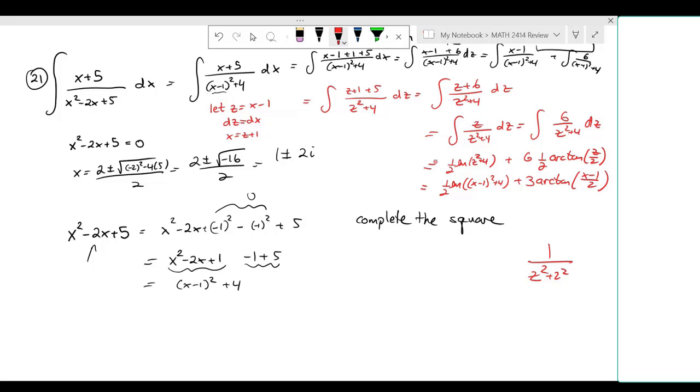So if you get an irreducible quadratic, sometimes you complete the square and do a substitution.